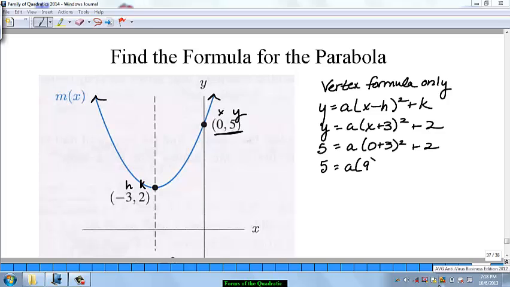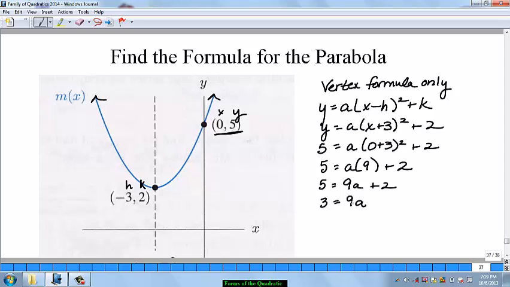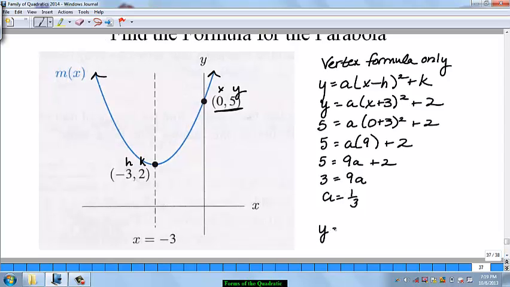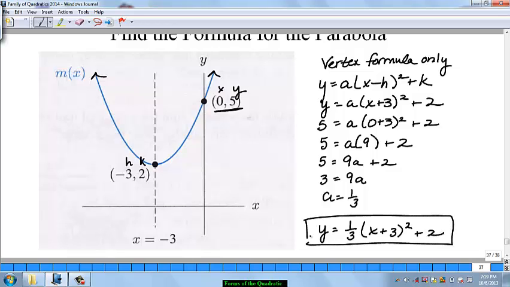If I can get this to write again. Sometimes it's finicky. So now I have this. Okay, there we go. So I have 5 equals 9a plus 2. Subtract 2 on both sides. I have 3 equals 9a. Divide by 9. a is 1/3. Be careful. Don't go too fast. So now my actual formula here is y equals 1/3. And I'm happy because it's positive, because we knew that it had to be because it opens upwards. And then this is the rest of your formula. Box your answers.